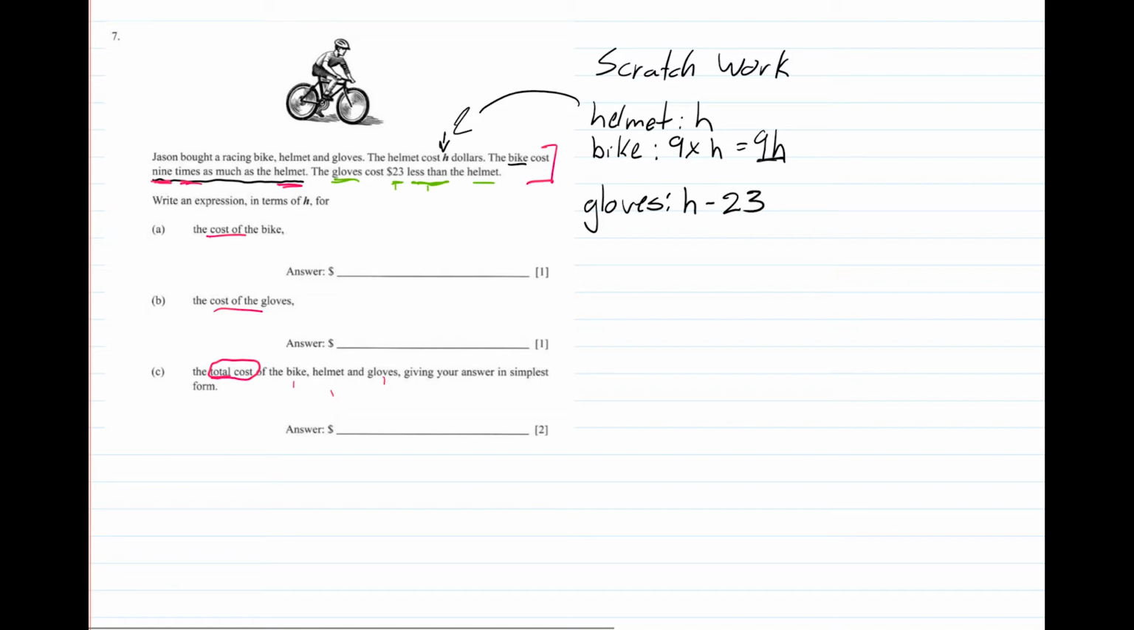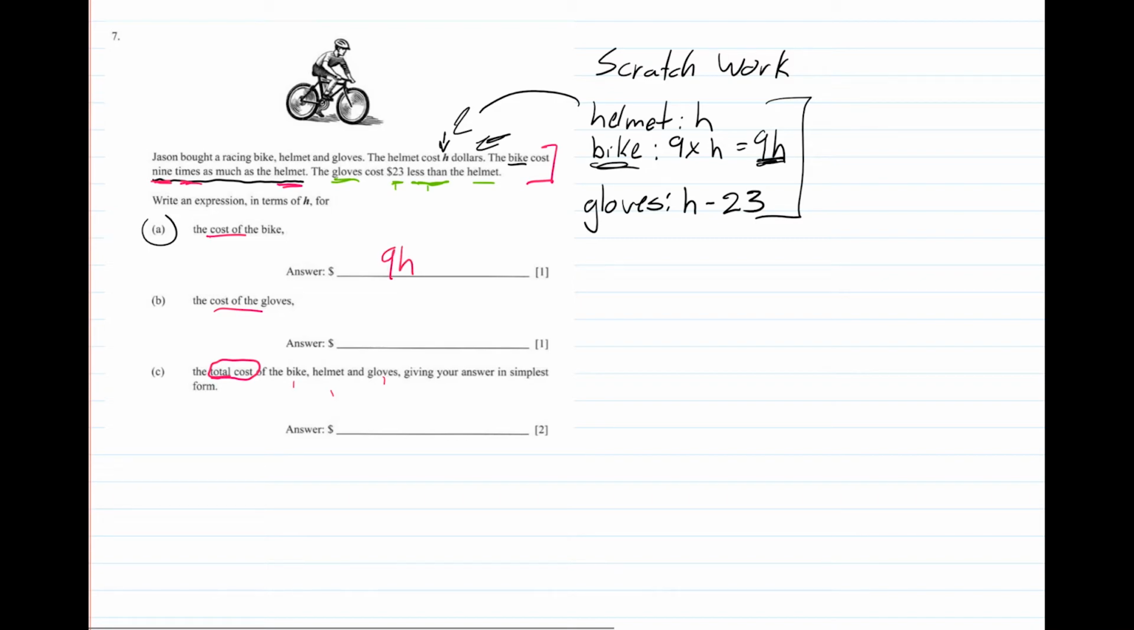So this is us just looking at the prompt, right? We were only looking at the prompt. Now when I go to solve part A, it asks me for the cost of the bike. Over here, we already looked at the cost of the bike. We already determined when we read the question that the cost of the bike is 9 times H. So here, I can confidently write 9H.